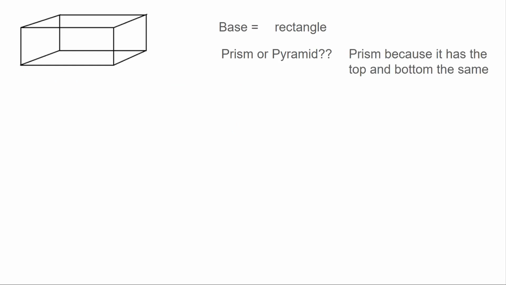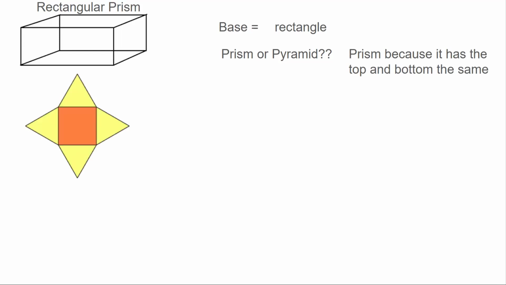So let's name some. Here is a 3D figure, and you could probably name this as a box, and people know what you're talking about, but we've got to name it correctly. So the base is a rectangle. Is it a prism or a pyramid? It's a prism because the top and bottom are the same. So it's called a rectangular prism. Again, we might could get away with saying that's a Kleenex box or something like that, but it is a rectangular prism.